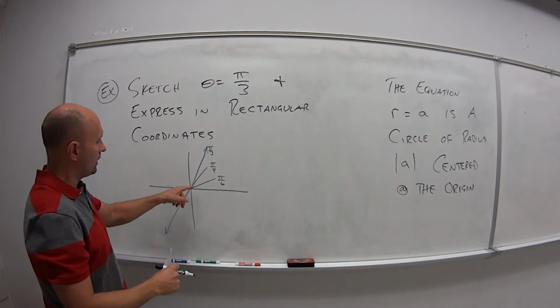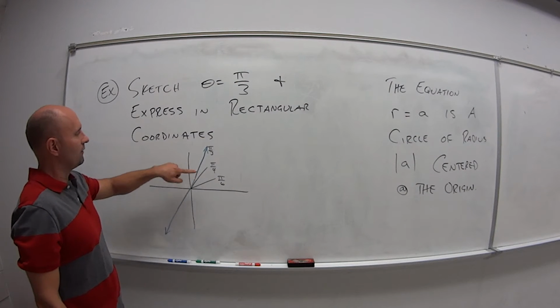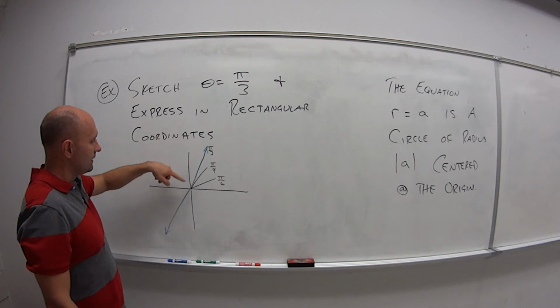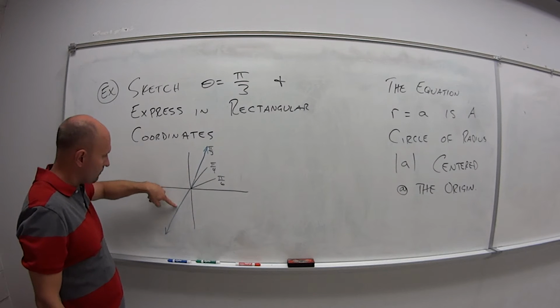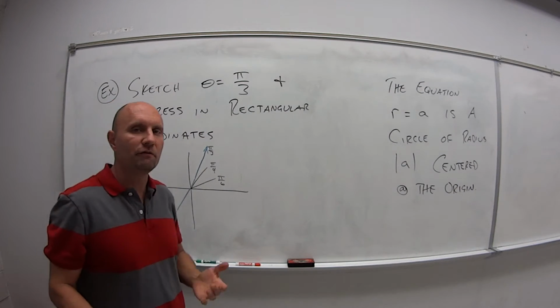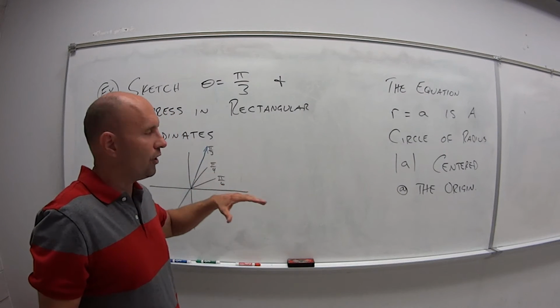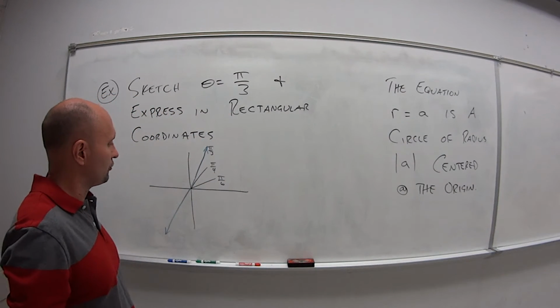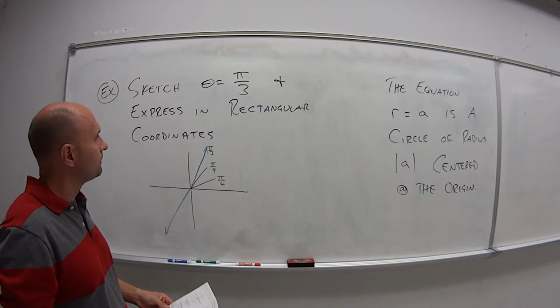So if r is 1, pi over 3. If r is 5, pi over 3. If r is negative 3, pi over 3. So it's this entire blue line. If I'm not given a value for r, it's just the radian measure itself, that line that's created.